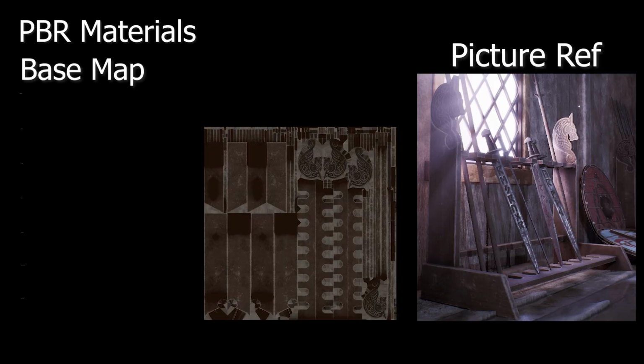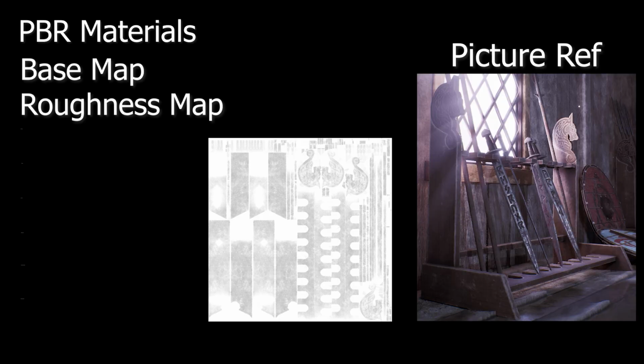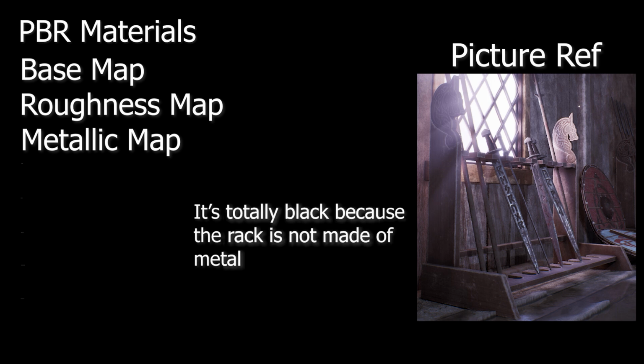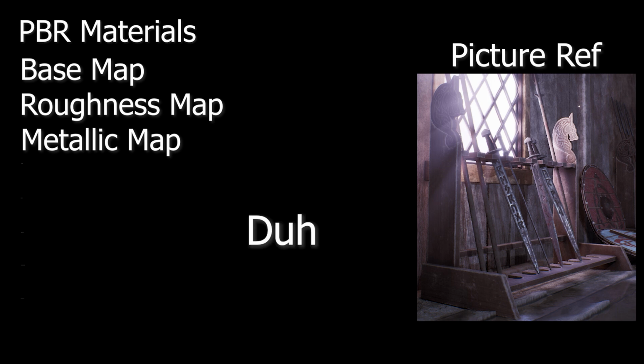You have the base map, which is basically the color of the mesh. You have the roughness map, which basically determines the different roughness on different parts of the mesh. The white regions have a max value, so they're the roughest, and the black regions have the lowest value, so they're the smoothest. The same applies to the metallic map. The white regions have the highest value, so they're the most metallic, while the black regions have the lowest value, so they're the least metallic.